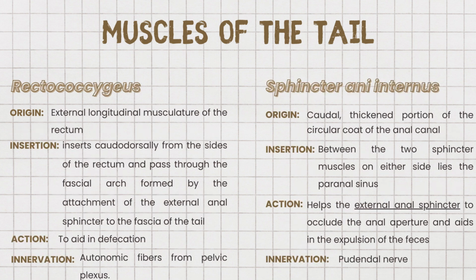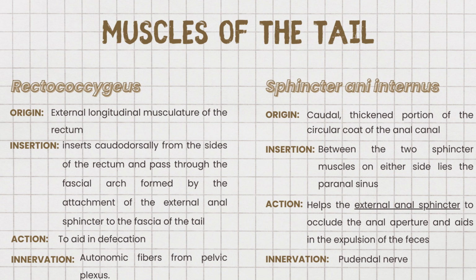As for the rectococcygeus, its origin would be the external longitudinal musculature of the rectum, and its insertion would be caudodorsally from the sides of the rectum and pass through the fascial arc formed by the attachment of the external anal sphincter to the fascia of the tail. Its action is to aid in defecation, while its innervation is some autonomic fibers from the pelvic plexus.